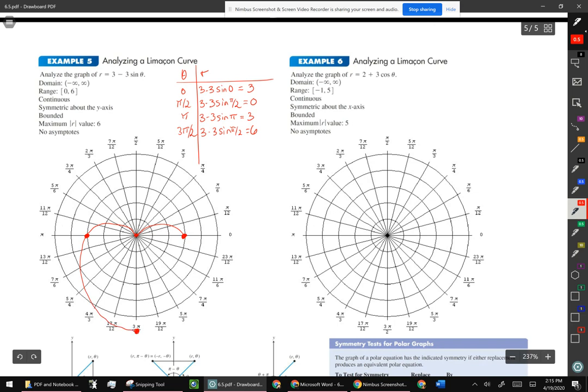And then I'm 6 units away from the pole, but once I get back to the polar axis, back to 0, 360, I'm going to do that. So this is a cardioid. It looks like a heart. It's also known as a limaçon curve. And that's it, 3 minus 3 sine theta. Next, example 6, we'll do in the next video.